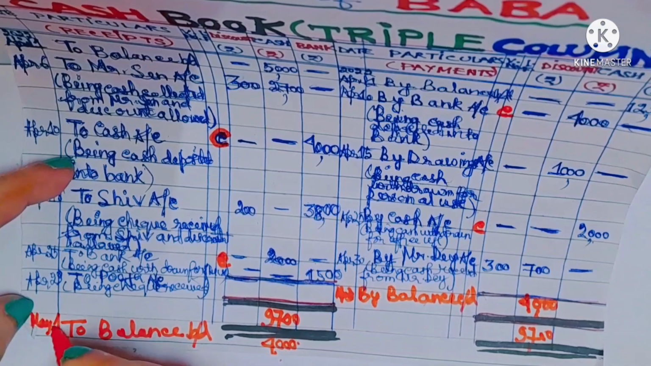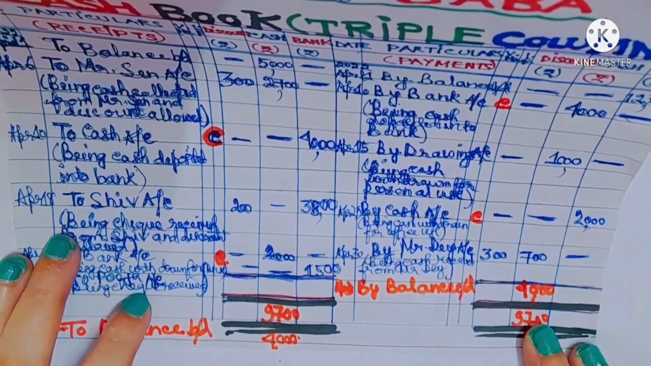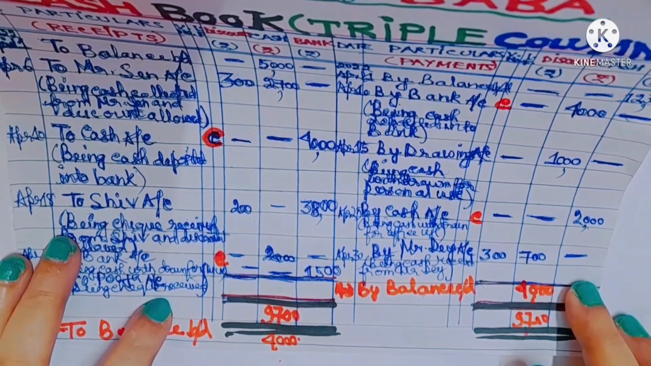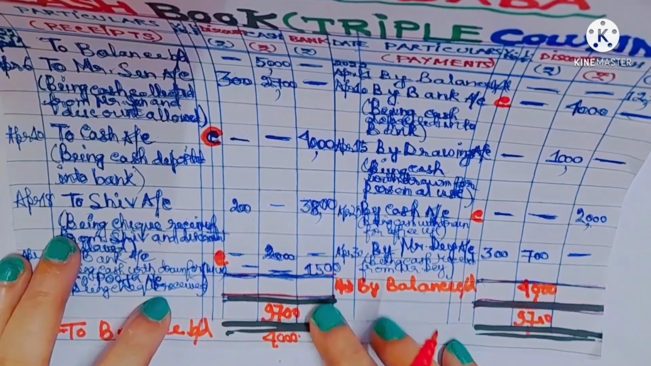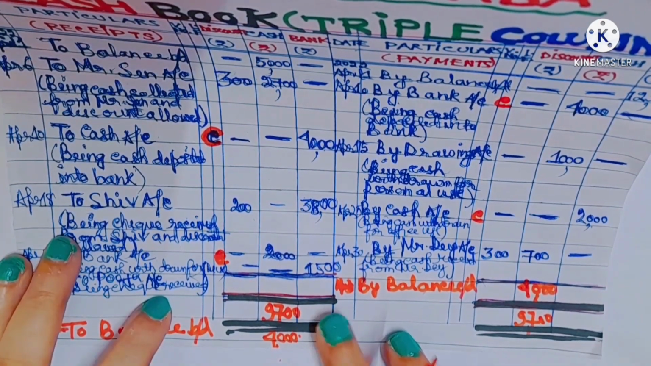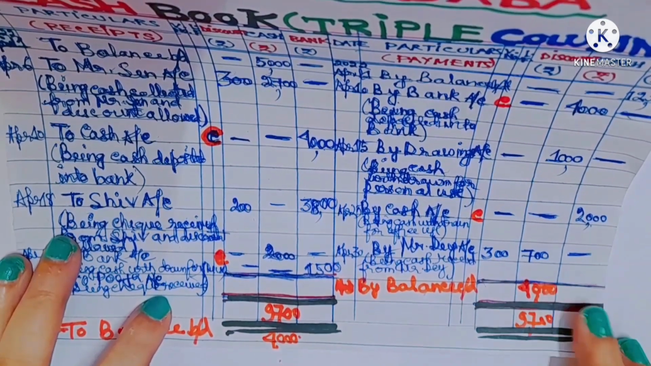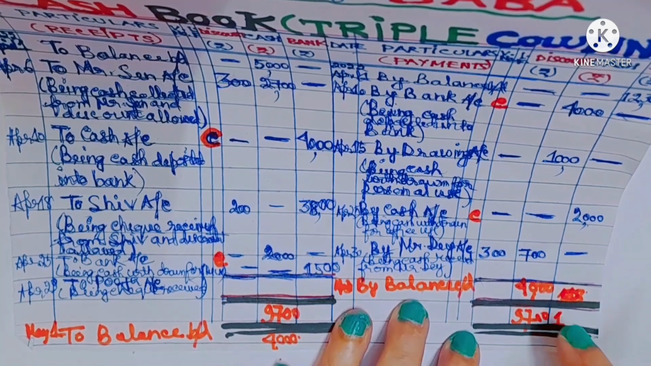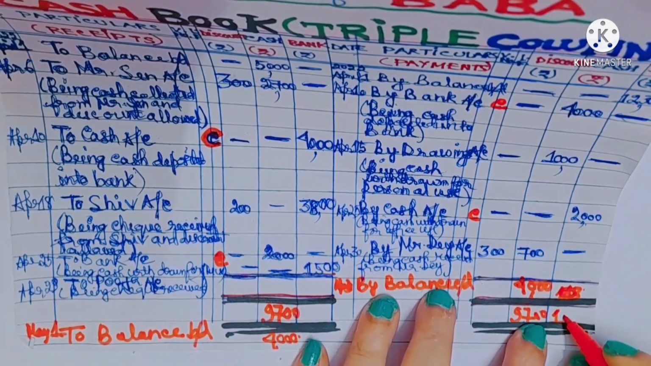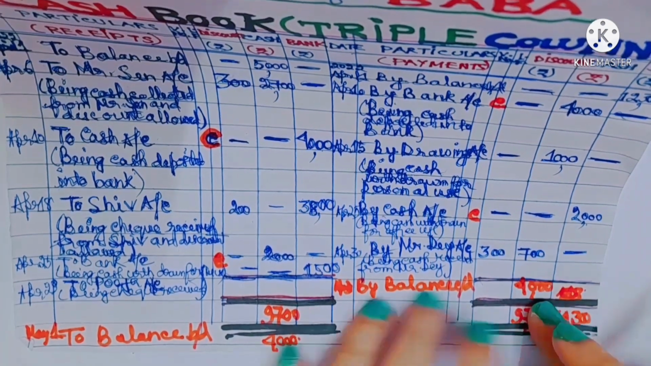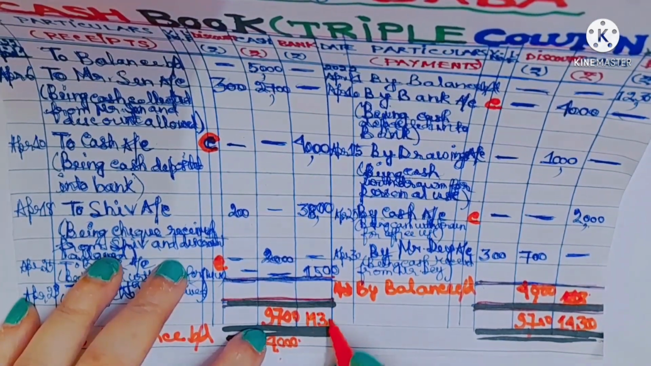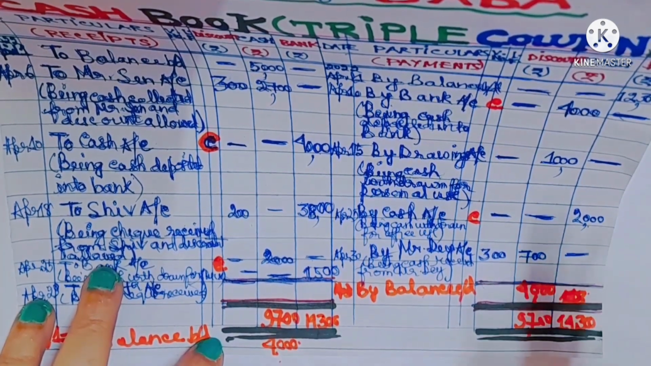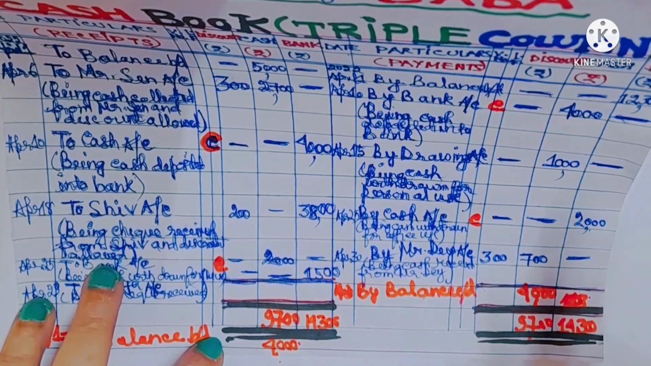Similarly, let's calculate the total of the bank column on the debit side and the bank column on the credit side. The total of the bank column on the debit side is 9,300 and the total of the bank column on the credit side is 14,300. The rule is whichever is bigger, we have to write the bigger amount. So we'll write 14,300 on both sides. The total of the bank column on the credit side is 14,300.